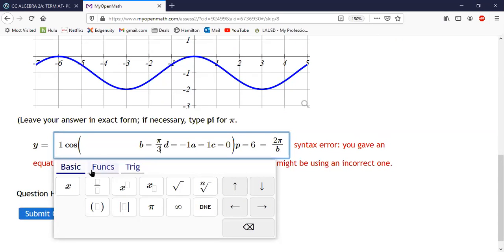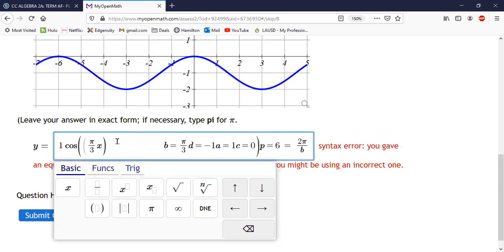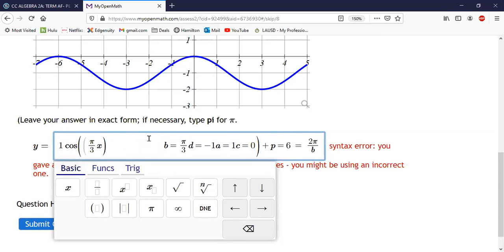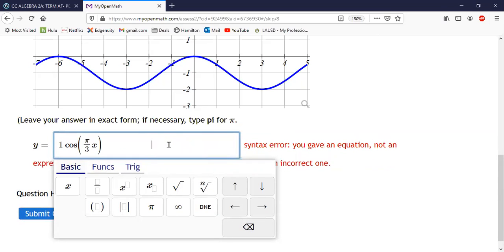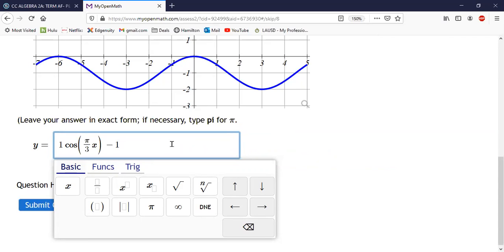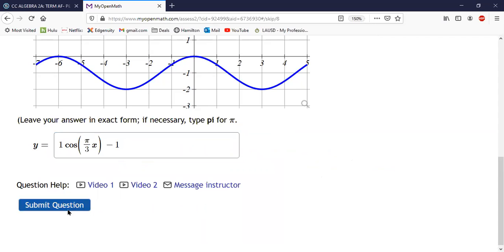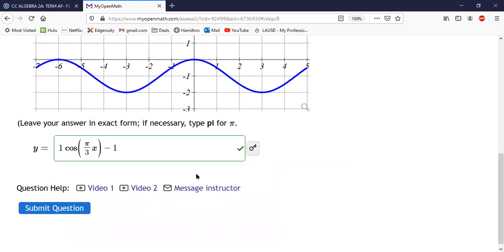I'm going to write that in my equation over here. Pi over 3. And don't forget, do a little arrow key to the right, write X, close it. And then our D value we said was going to be plus, darn it, let me erase all this stuff. Plus D value is negative 1. Minus 1. Okay, let's go ahead and give this a check. That's a win.